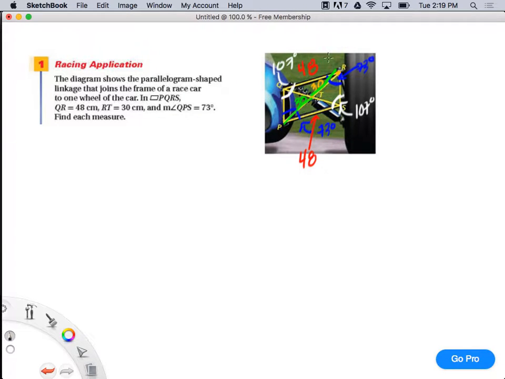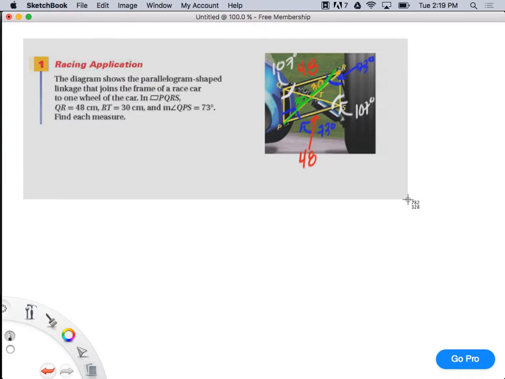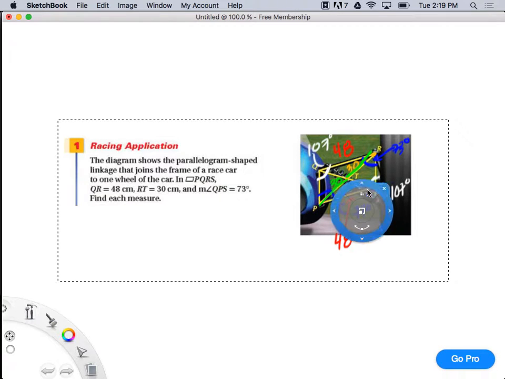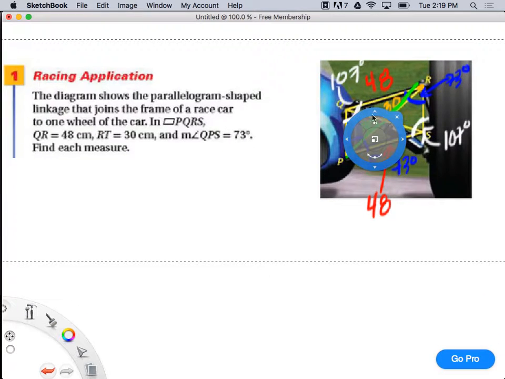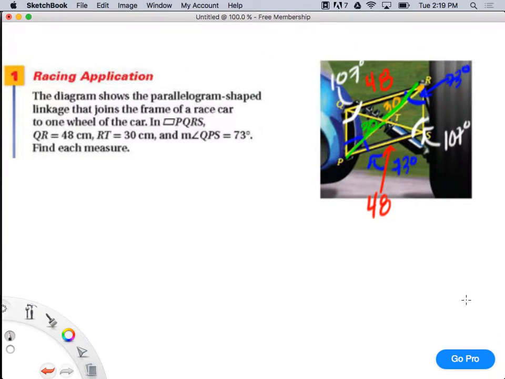Can you make that picture bigger? Yeah, let me see if I can do that. Does that make sense? It's kind of hard to see, I know.